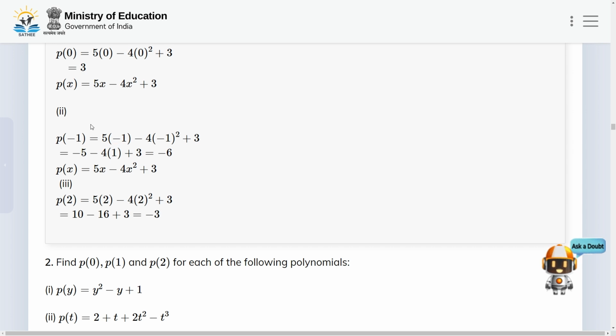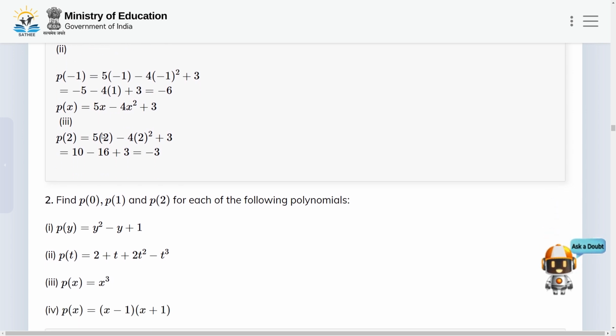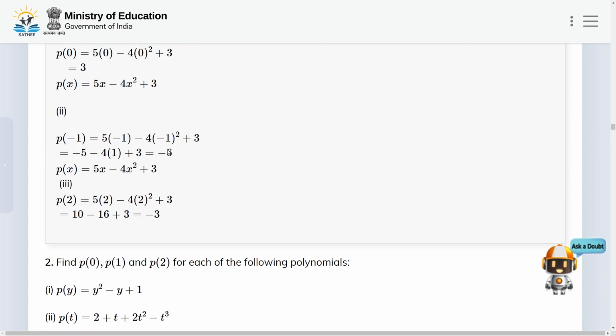Okay, and now let us find the value of p of x at point x is equal to 2. So if we substitute the value of x is equal to 2 in the polynomial p of x is equal to 5x minus 4x square plus 3, then we get p of 2, this is equal to 5 times 2 minus 4 times 2 square plus 3, and this is equal to 10 minus 16 plus 3, and this is equal to minus 3. Okay, so p of 2, this is equal to minus 3. So the value of p of x is equal to 5x minus 4x square plus 3 at point x is equal to 2 is basically minus 3.